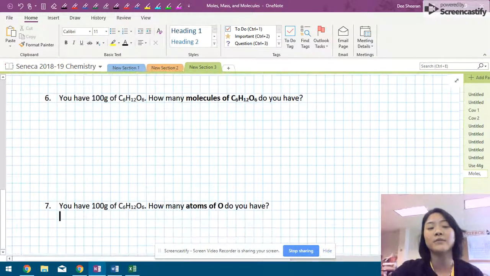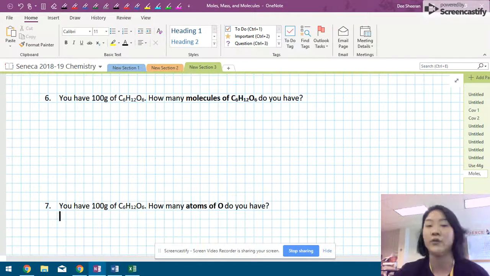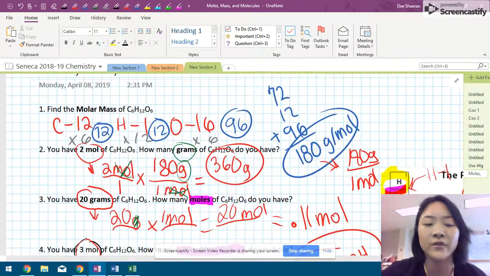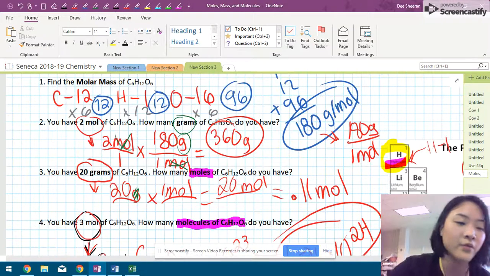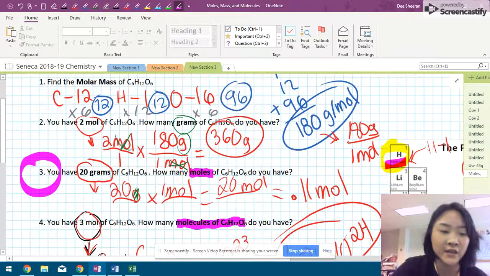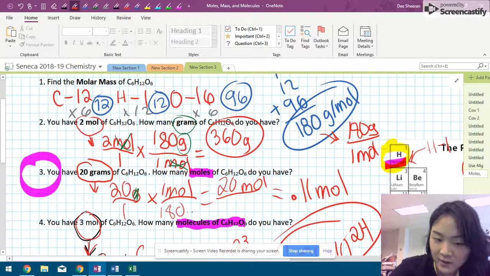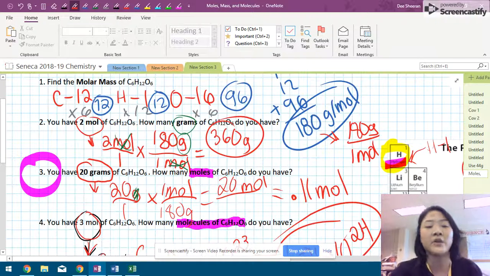So here is my example. It says, I have 100 grams of C6H12O6. How many molecules of C6H12O6 do I have? So got to convert from grams to moles first. If you're like, Miss Sheeran, how do I do that? Well, you can go up here and reference how you did it for number 3. Number 3 is how to convert from grams to moles. And what you do is you take the given value, put it over 1. Multiply it by your molar mass, which is 1 mole over 180 grams. And that will give you how many moles you have given grams.